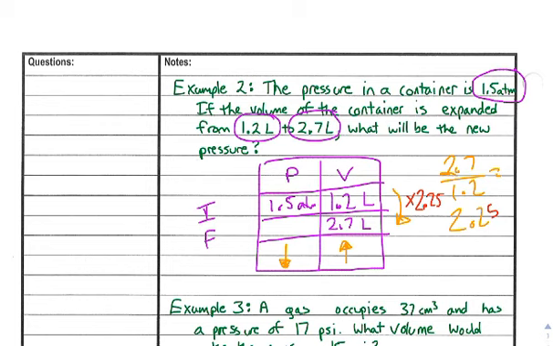Now, since I multiplied by 2.25 over here, I have to do the opposite on this other side. So I'm going to be dividing, because that's the opposite. Dividing by 2.25. So now all I have to do is plug that into my calculator. 1.5 divided by 2.25. I'm doing the opposite here. I get 0.667 and a whole bunch of other numbers.